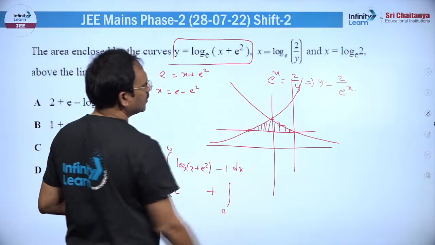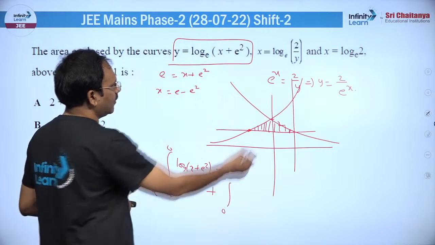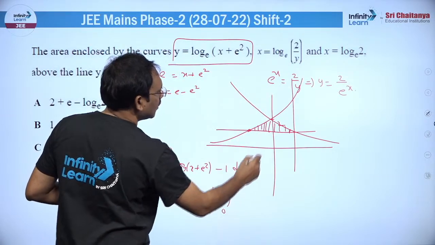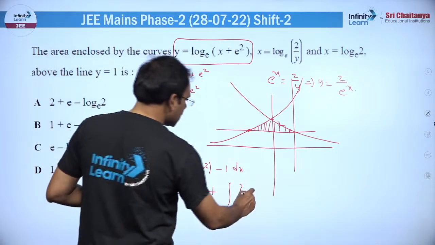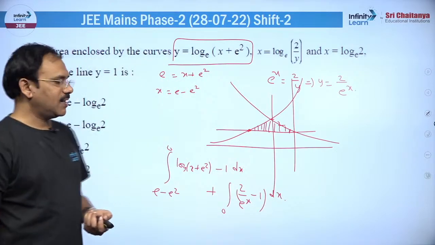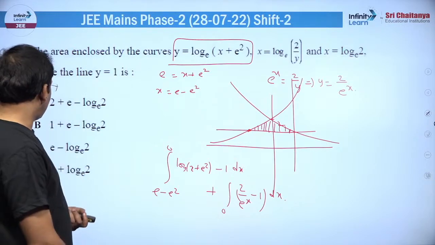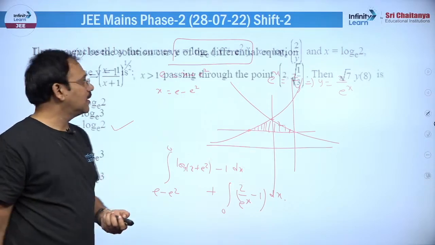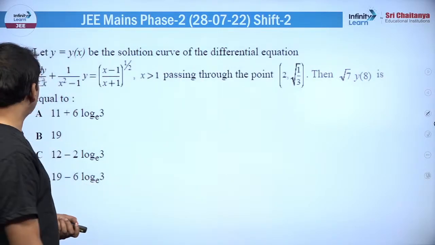are going to meet. If you take x is equal to log 2, y is equal to 1. So you are going to get y is equal to 2 by e power x, right, minus 1 dx. This is the one, my dear friends, you just integrate, you are going to get the answer as 1 plus e minus log 2 base e, that is it. This is the answer.